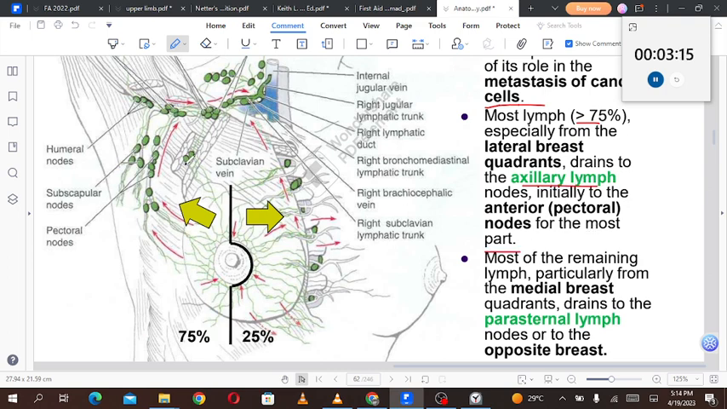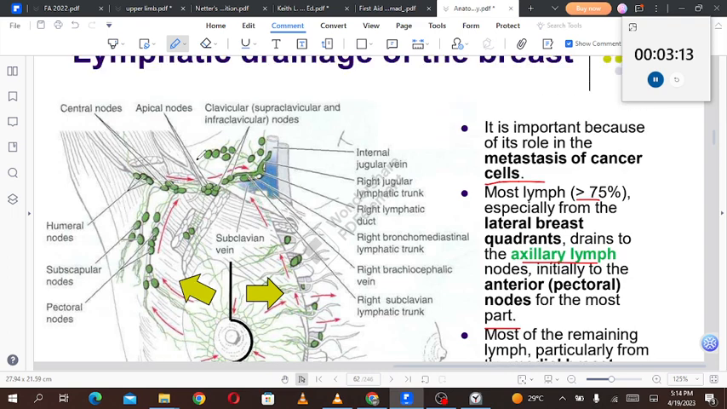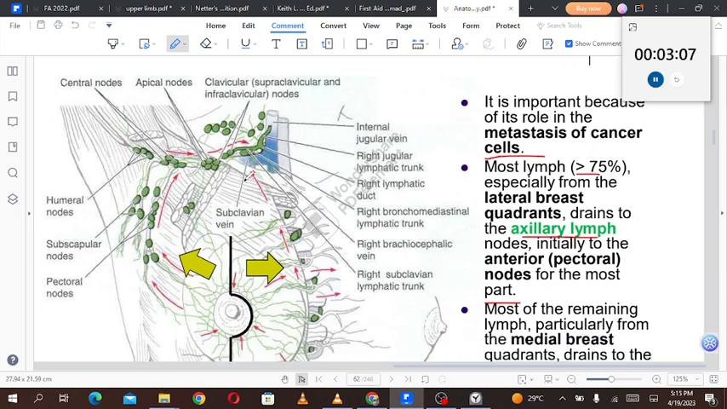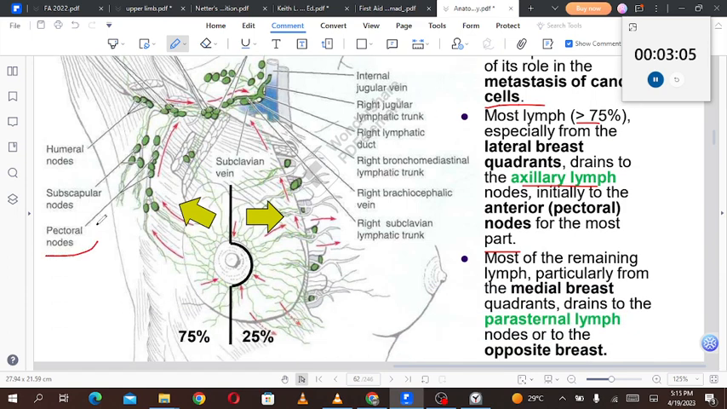Okay, so anterior pectoral lymph nodes, what are they? These are pectoral lymph nodes. The anterior group of pectoral lymph nodes is the first one to encounter the lymph coming from the lateral lobes of the breast. Remember that most of the tumors of the breast originate in the upper lateral quadrant, right? So the lymph from that quadrant is going to the pectoral group of the axillary lymph nodes.